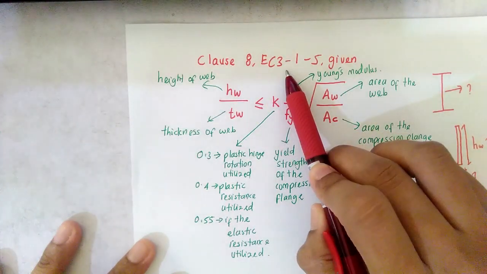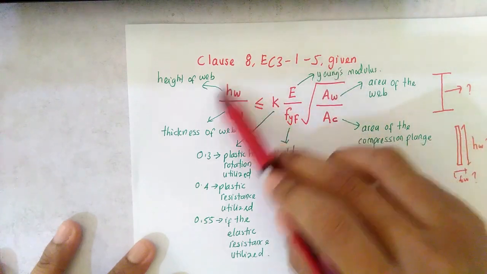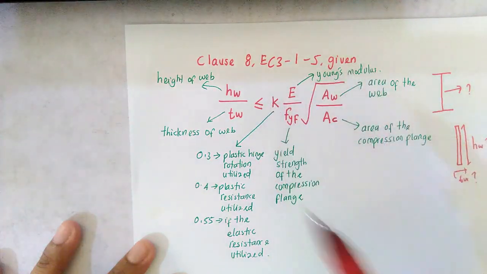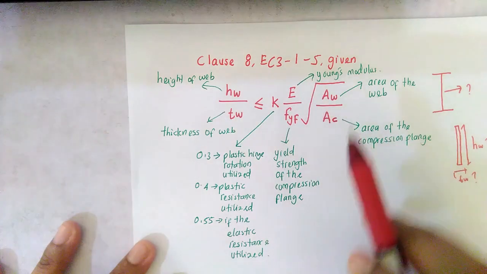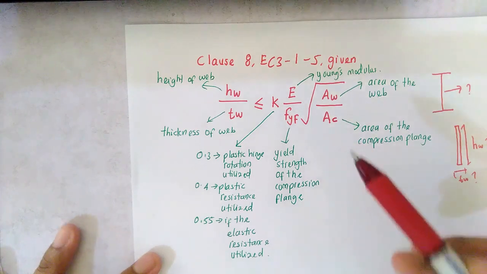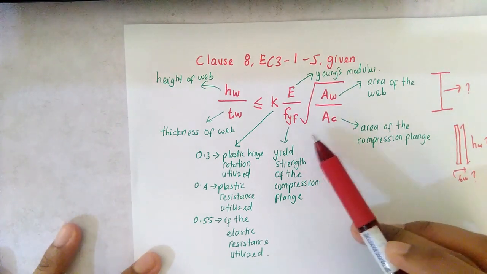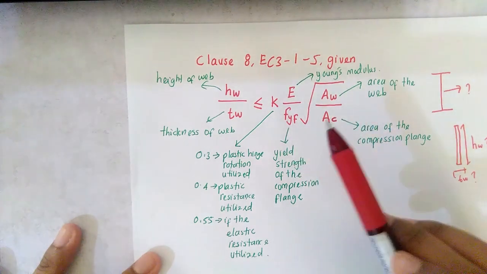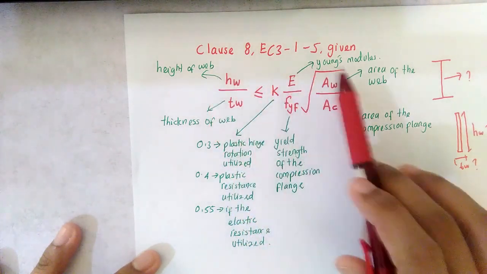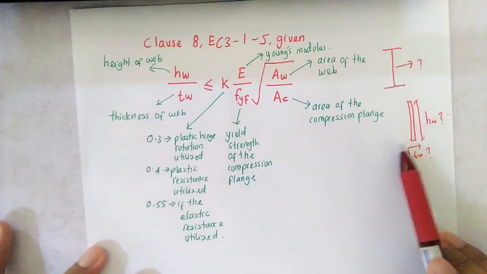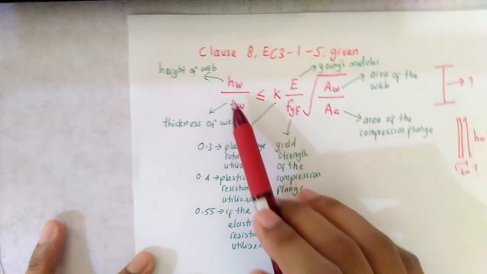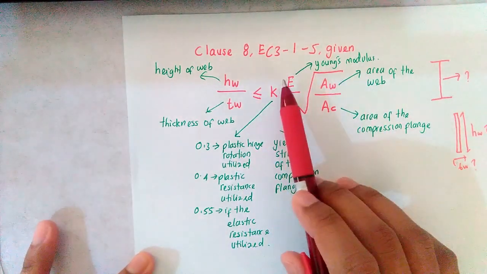In this clause, it is given that the slenderness ratio of the web, which is hw over tw, must be lesser than these equations. This equation has also been given in the previous notes. You can go through the previous lectures, this clause, and also your PowerPoint notes. When you propose the height of the web and the thickness of the web, you must make sure that the ratio is lesser than these equations.